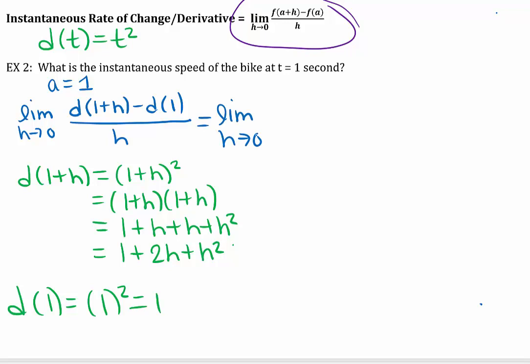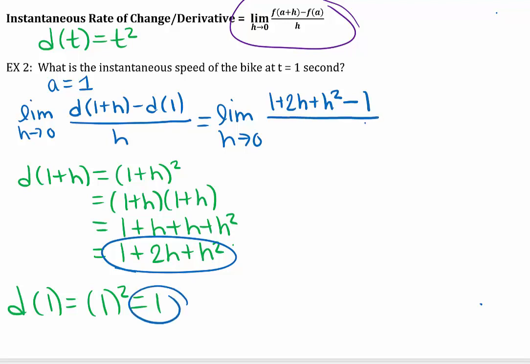So back to my limit formula, I'm going to take the limit as h goes to 0 of d of 1 plus h. And we just figured out that is 1 plus 2h plus h squared. So that's my d of 1 plus h minus d of 1. And we computed d of 1 is 1, all over h. So I'm going to try to simplify this and then use the techniques that we learned in the previous sections to find this limit. So in the numerator, well, 1 minus 1 is 0, and I am just left with the limit as h goes to 0 of 2h plus h squared divided by h.